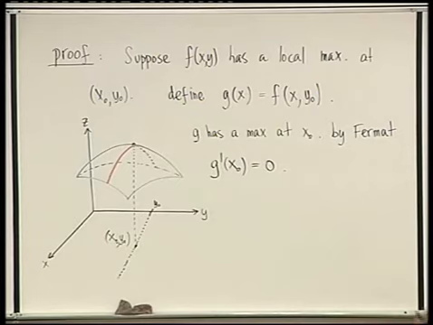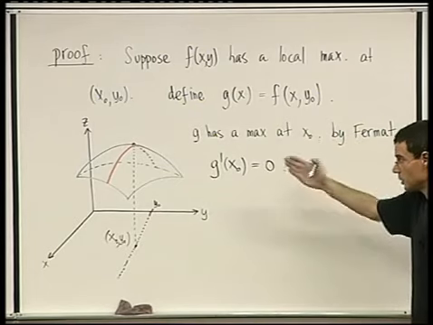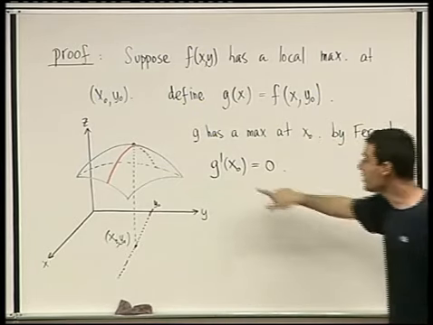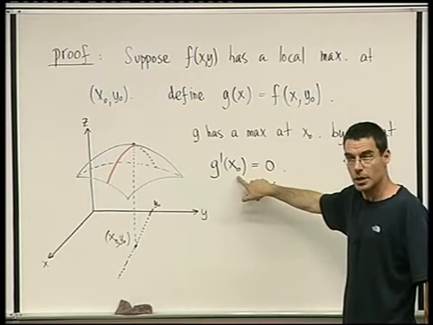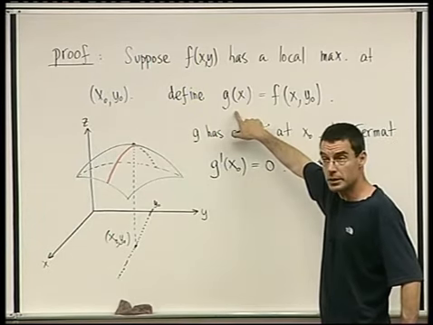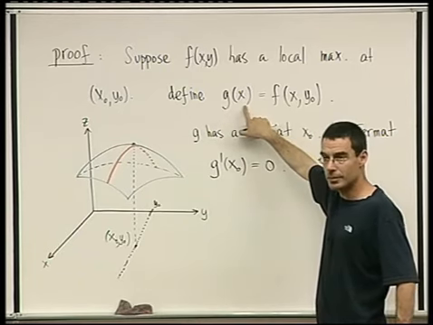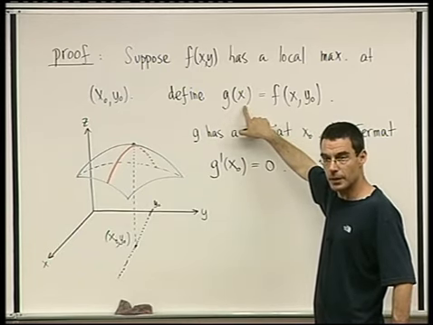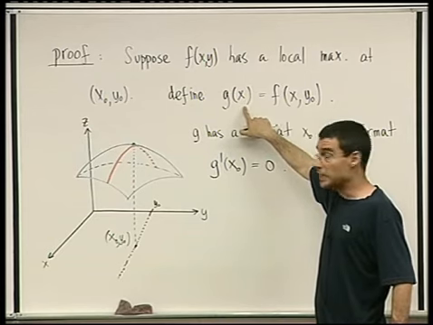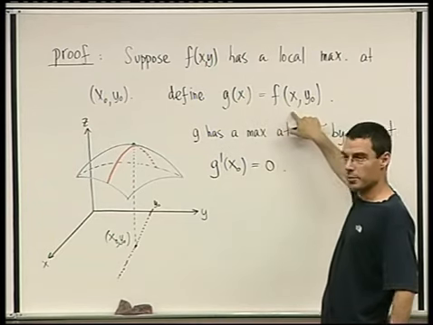Right? At a maximum point of a single variable function, the derivative is 0. But what is g prime at x0? What's the derivative of g with respect to x? Its variable. It's the partial derivative of f with respect to x.